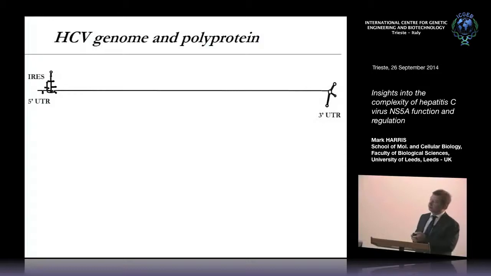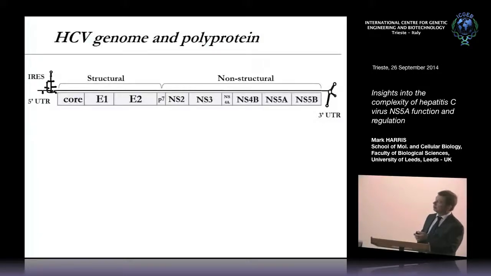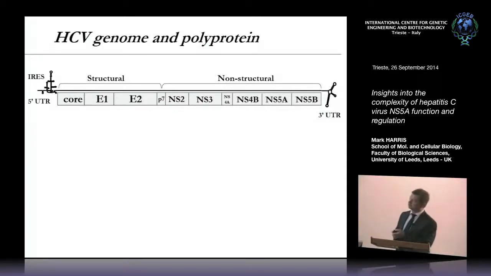And a single polyprotein is translated. That single polyprotein of 3,000 amino acids in length is then cleaved by host cell and viral proteases into the structural proteins at the N-terminus and the non-structural proteins at the C-terminus. So what do we know about those proteins?